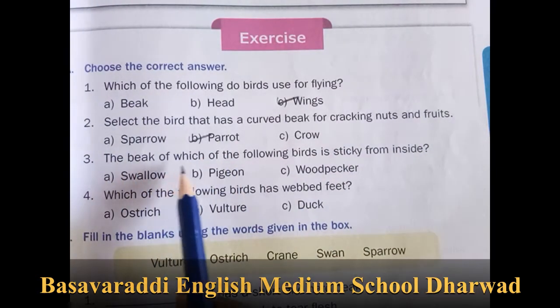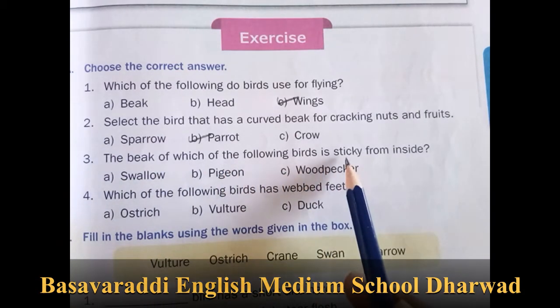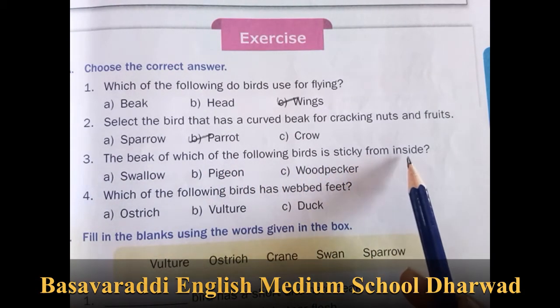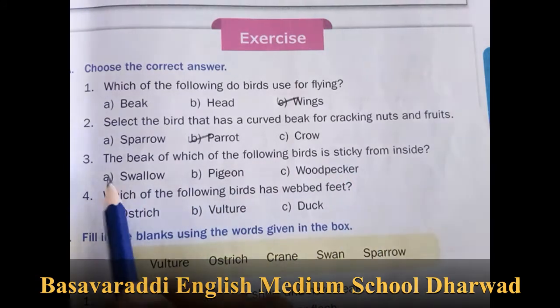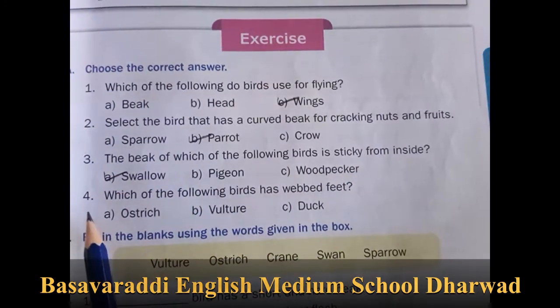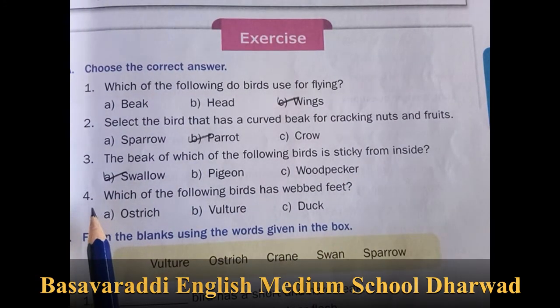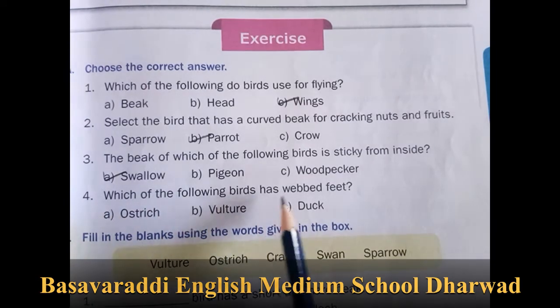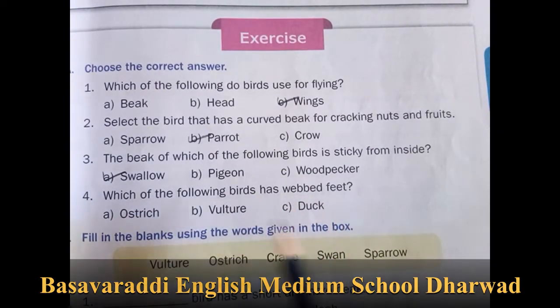Third one, the beak of which of the following birds is sticky from inside? The swallow. Fourth one, which of the following birds has webbed feet? Duck.